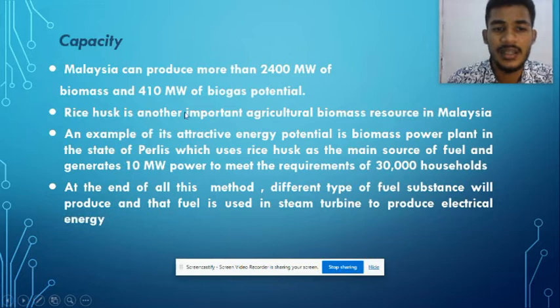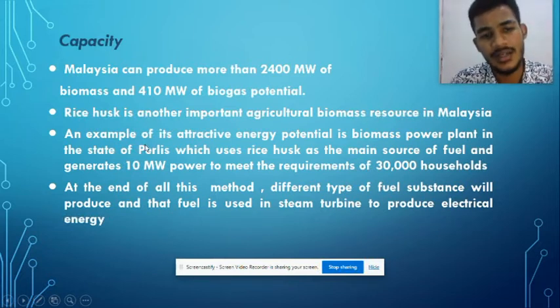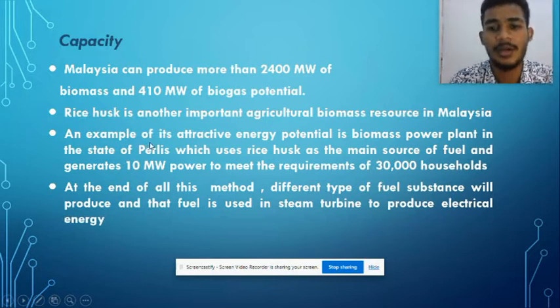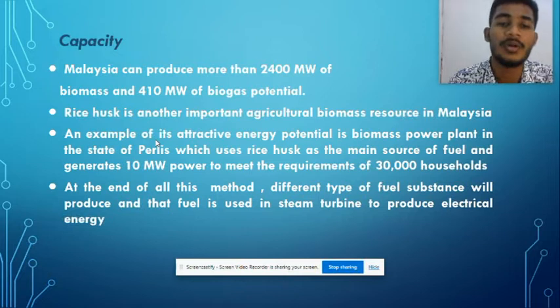Rice husk is another important agriculture biomass resource in Malaysia. An example of the energy potential in a biomass power plant is in the state of Perlis, which uses rice husk as the main source of fuel and generates 10 megawatt of power to meet the requirement of 30,000 households.